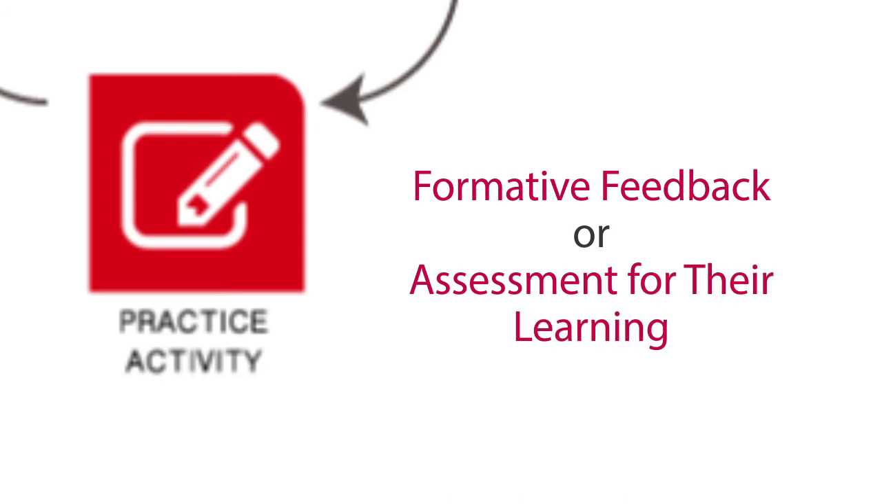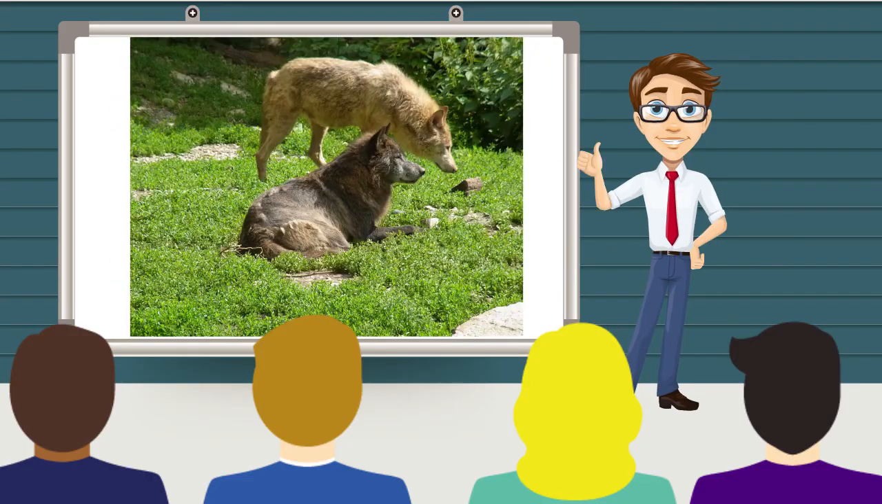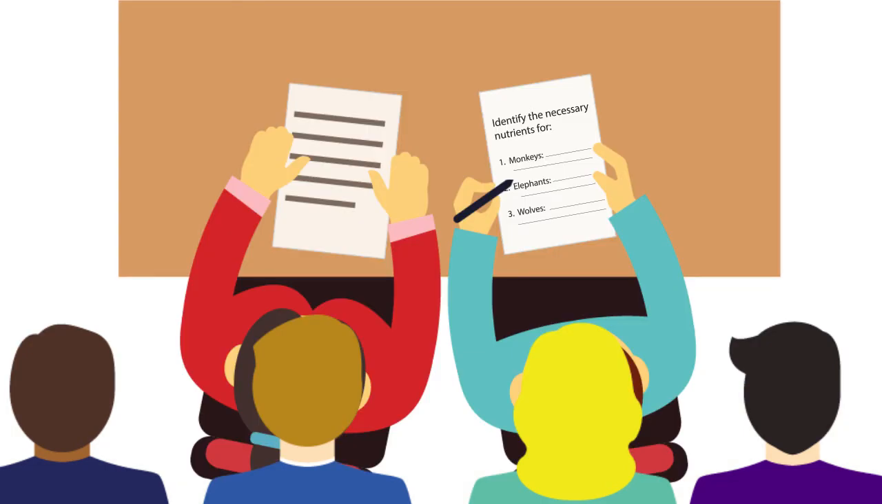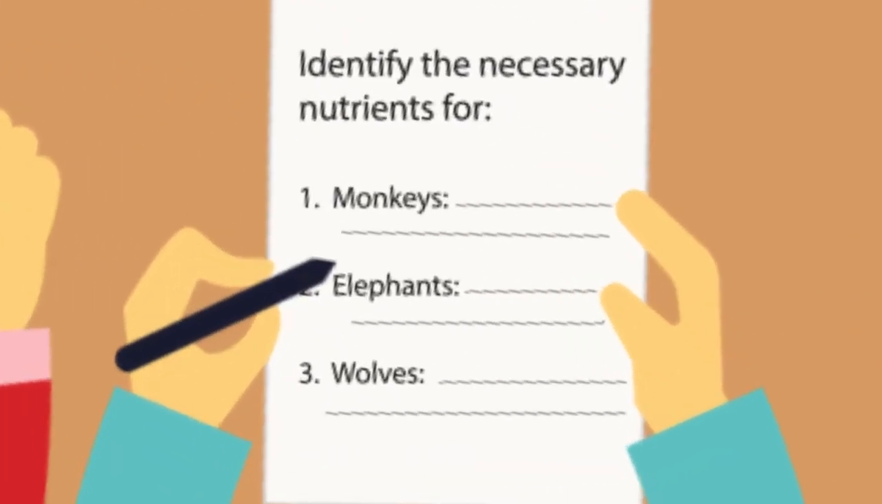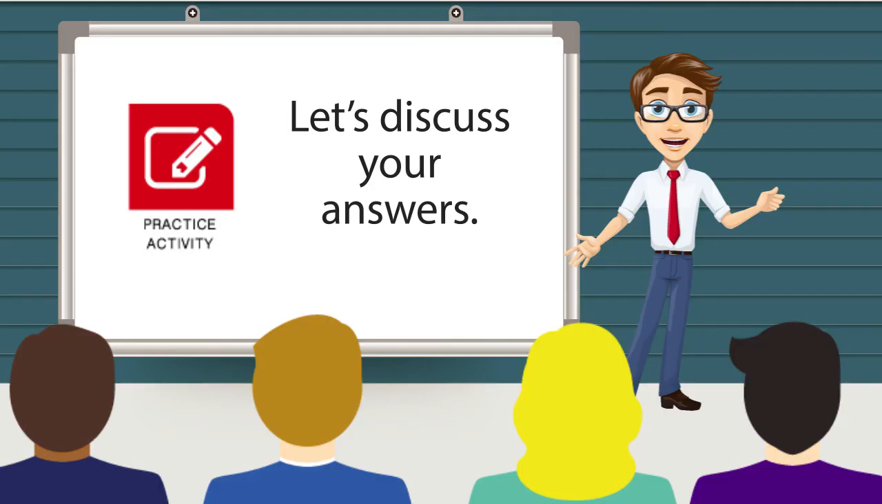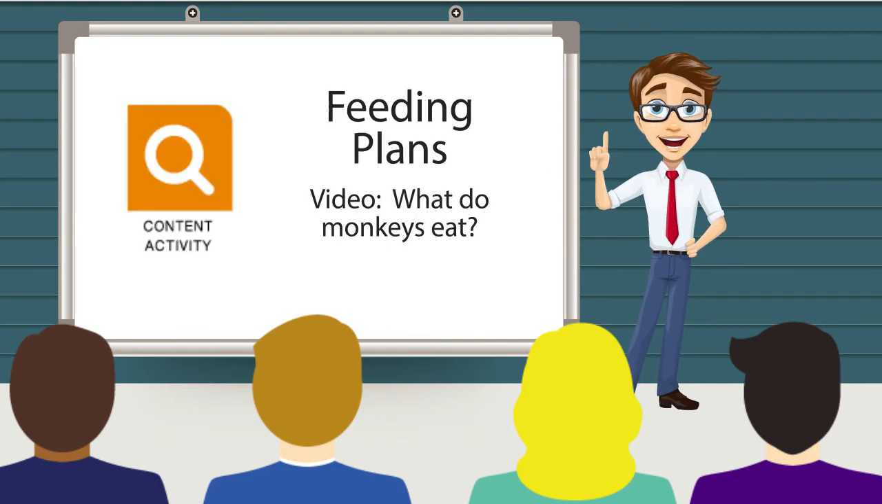For example, Sam provides 15 minutes of lecture for his content activity, and now it is time for a practice activity. He asks students to pair up and complete a worksheet. The worksheet involves having students identify nutrients for monkeys, elephants, and wolves, and label accordingly. Sam takes this up with the class and moves on to his next content activity, feeding plans.